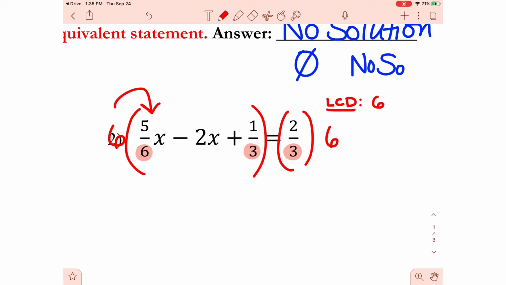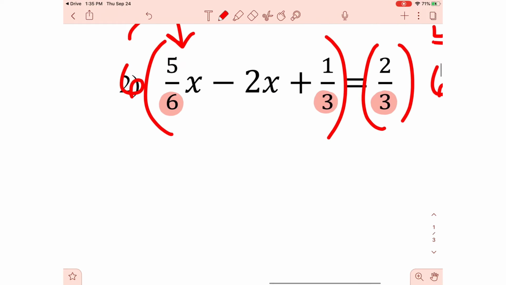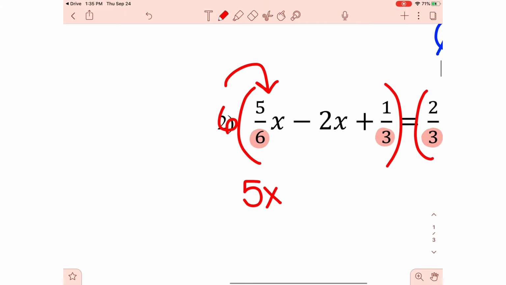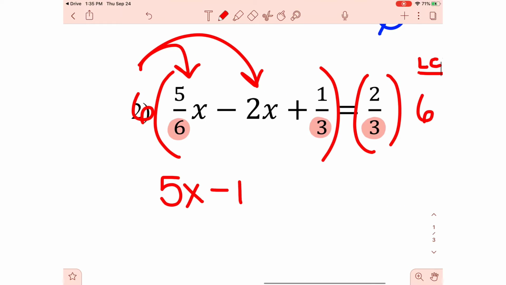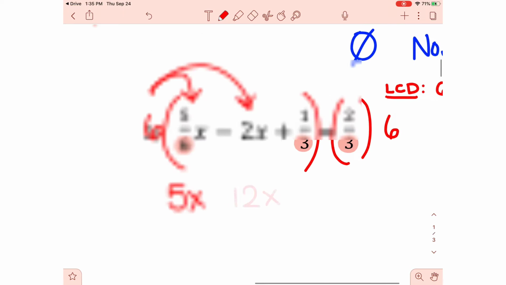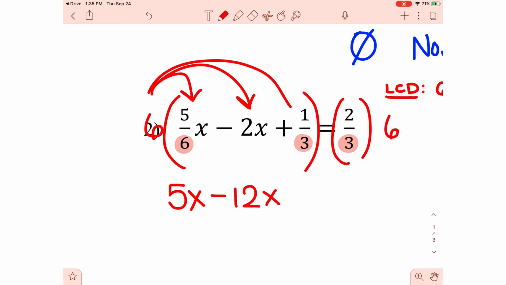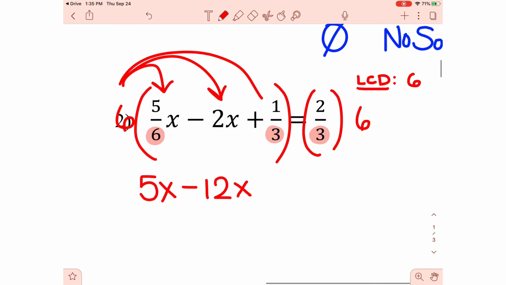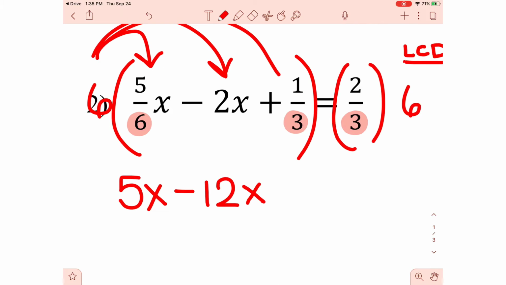So 5 over 6 times 6, the 6's cancel, and you just get a 5x. Oops. 6, you got to multiply it to everything. So 6 times negative 2 is minus 12x. And then 6 times a third is going to be 6 divided by 3 is 2 times 1 is 2. So plus 2.